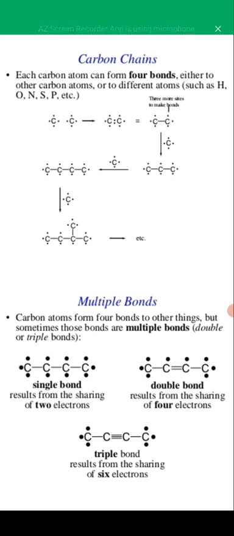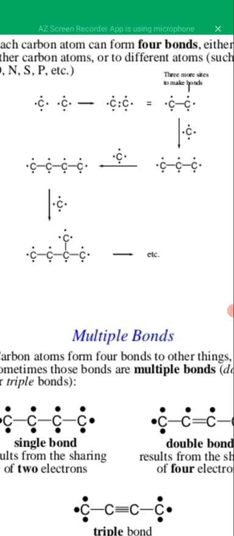All right. So we said each carbon atom can form 4 bonds, either to other carbon atoms or to different atoms such as hydrogen, oxygen, nitrogen, sulfur, phosphorus, and the likes. Now let's look closely at the carbon to carbon bond. We want to see now how this bond is possible.